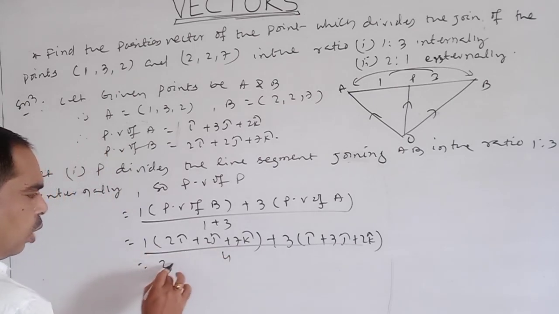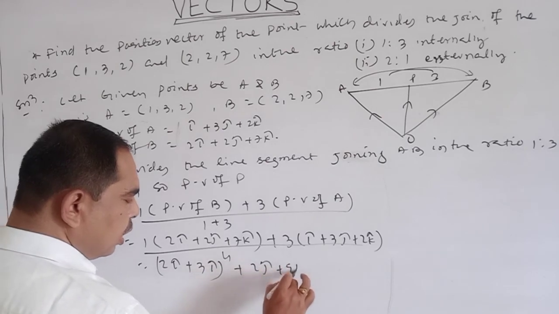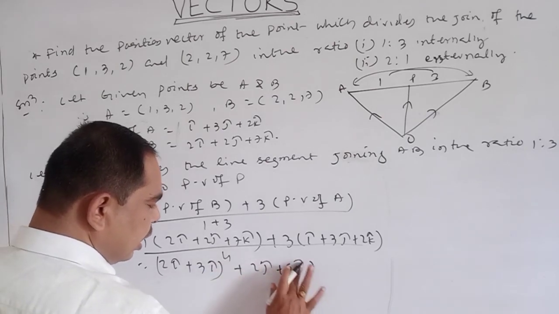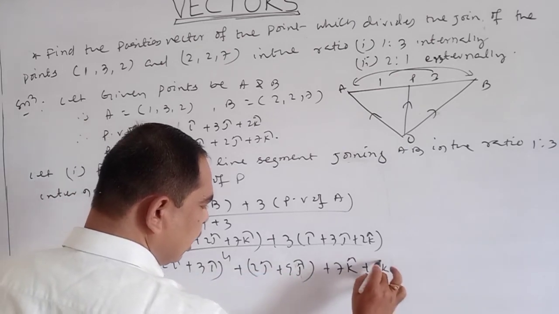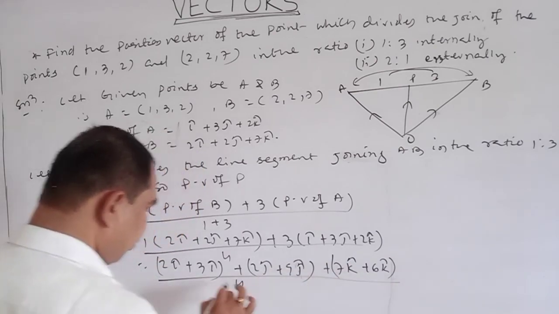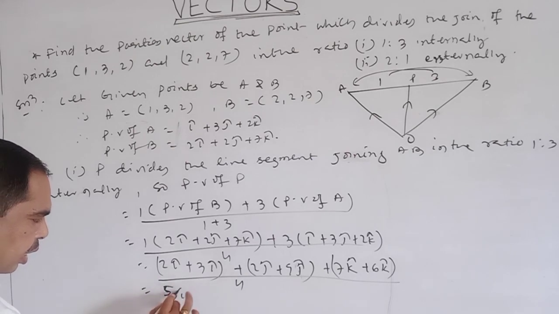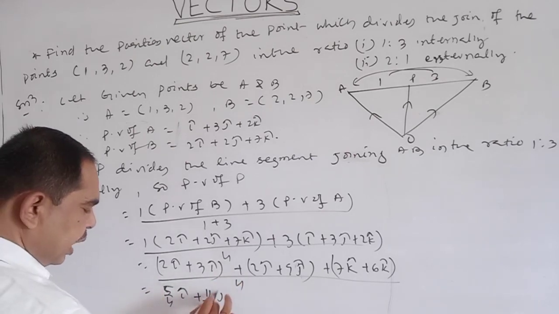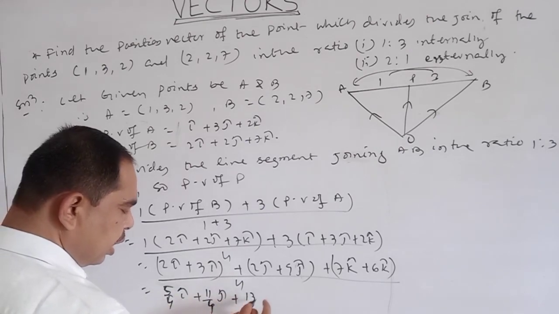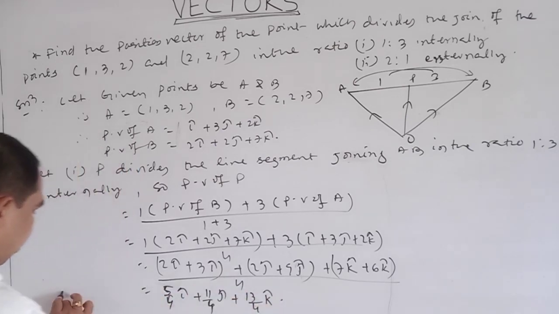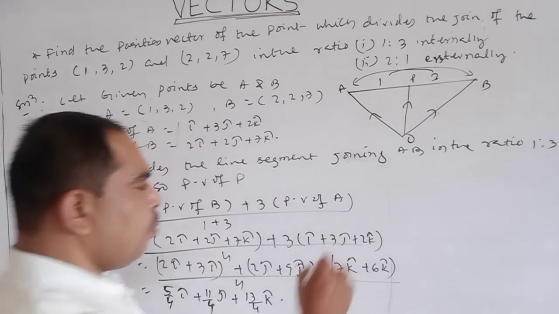So it is equal to 2i plus 3i plus 2j plus 9j plus 7k plus 6k, whole divided by 4. So it is equal to 5/4 i cap, this is 11/4 j cap, 13/4 k cap. This is the PV of P. PV of P is equal to this, internally.